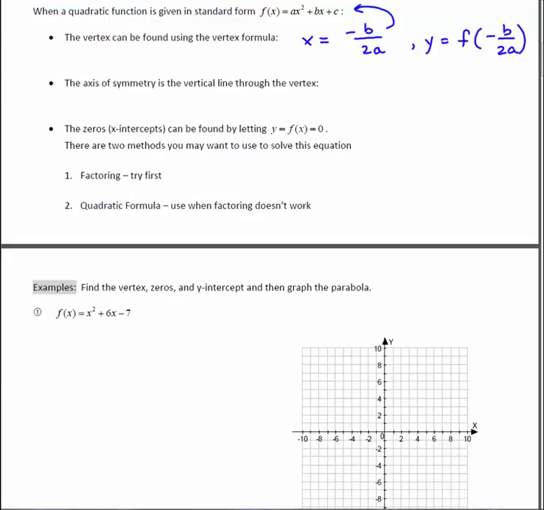The axis of symmetry will always be a vertical line, and it goes through the vertex. Since we already know the x value of the vertex, the vertical line will have equation x equals minus b over 2a.